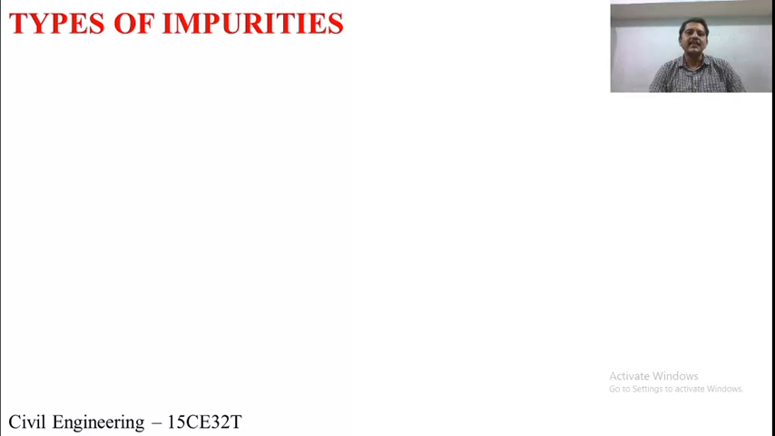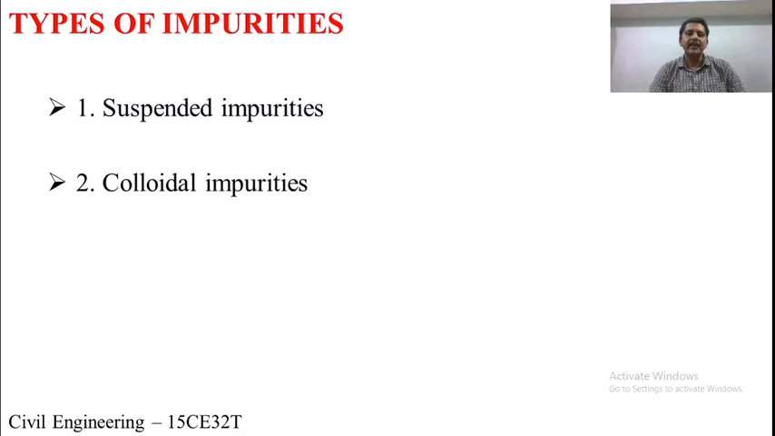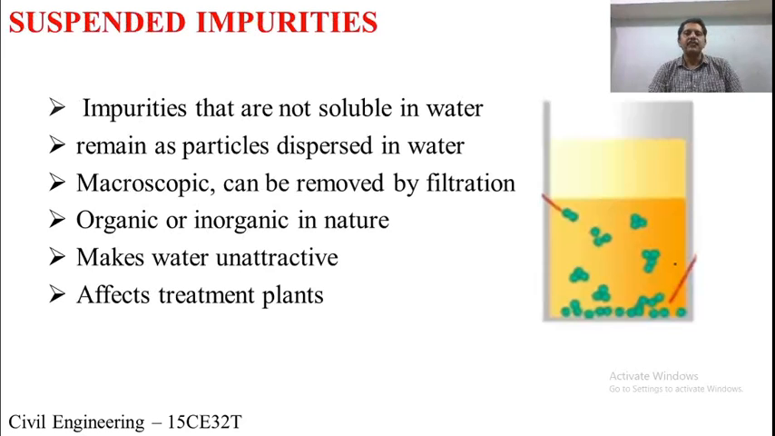So it is classified into three categories. First one is the suspended impurities, second one is the colloidal impurities, third one is the dissolved impurities. So suspended impurities, colloidal impurities and dissolved impurities. Suspended impurities, as the name indicates, are the impurities that are not soluble in water and they remain as particles dispersed in water.